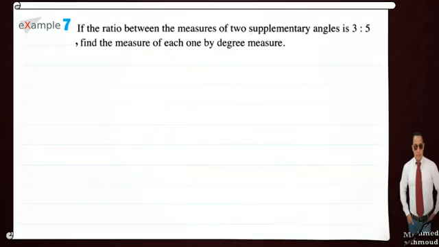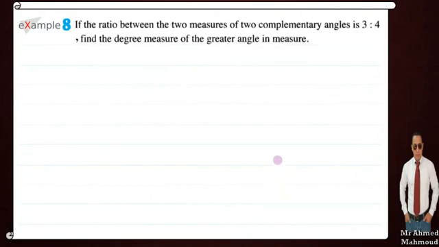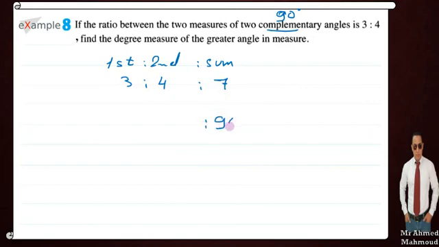The next one: the ratio between the measures of two complementary angles is 3 to 4. Remember, the word complementary means 90 degrees. Find the degree measure of the greater angle. Here, first to second to sum: 3 to 4, 3 plus 4 is 7, and here I will write 90.